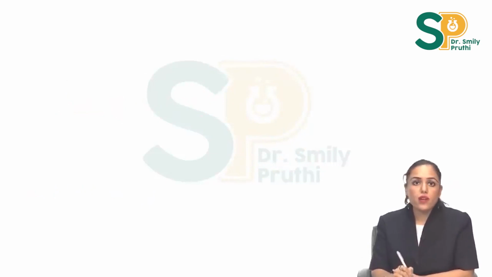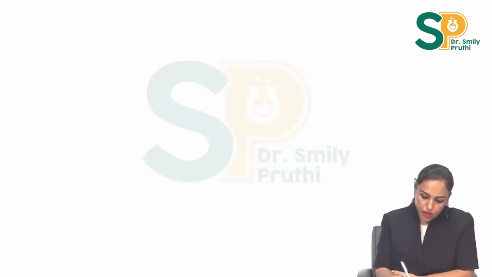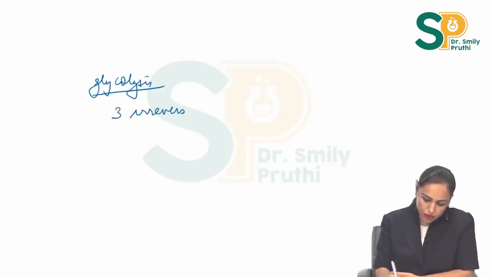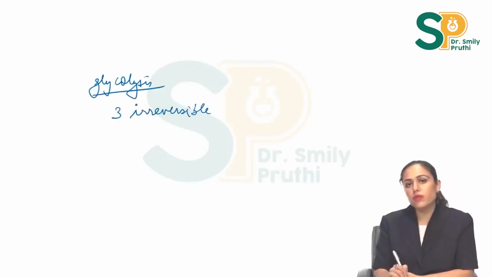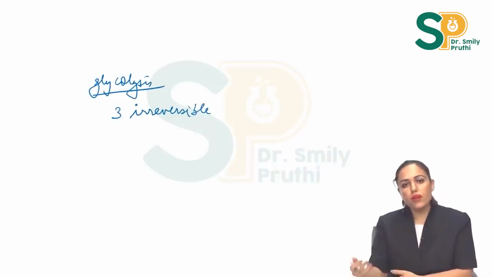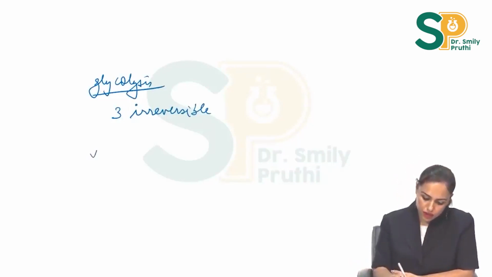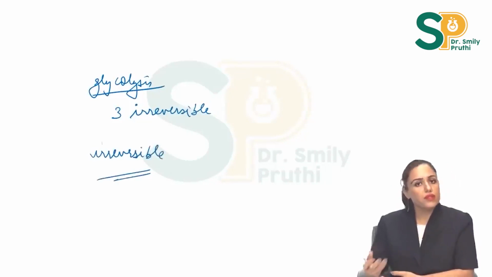Now tell me, how many irreversible steps are there in glycolysis? In glycolysis, there are a total of 10 to 11 steps. Out of them, 3 are irreversible, and the rest, 7 or 8, are reversible steps. So tell me, is the glycolysis pathway reversible or irreversible? Yes, the glycolysis pathway is irreversible. Even if one step is irreversible, then the pathway is irreversible.